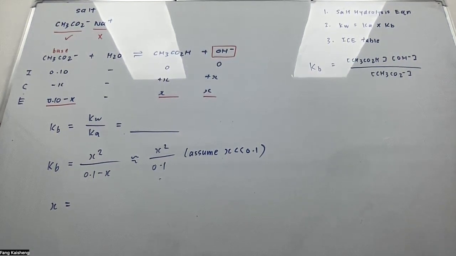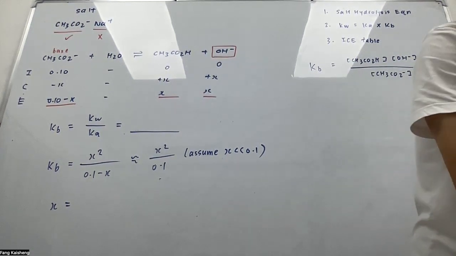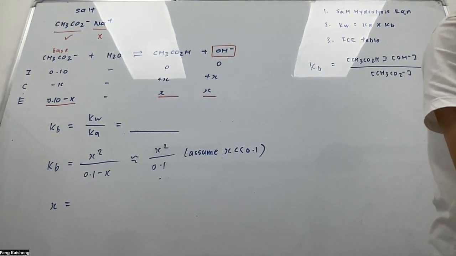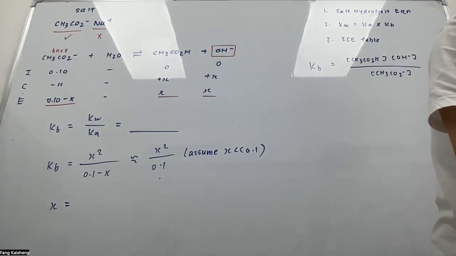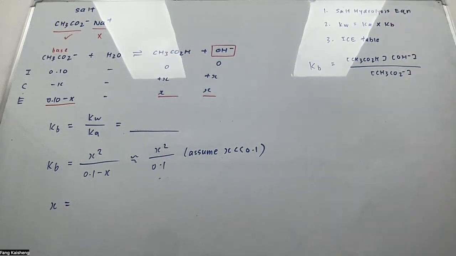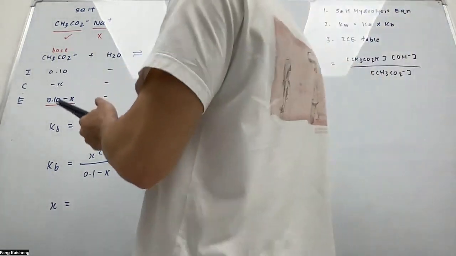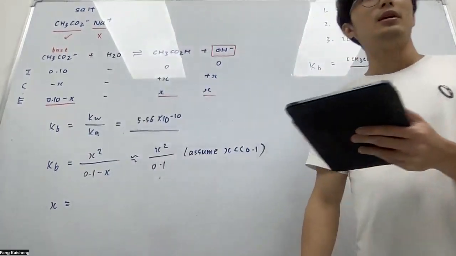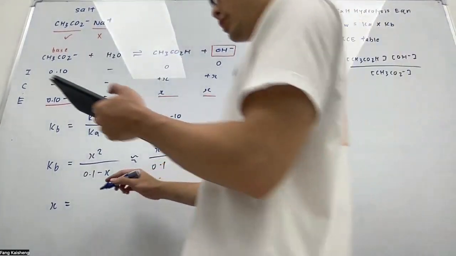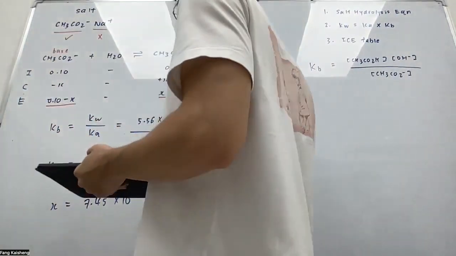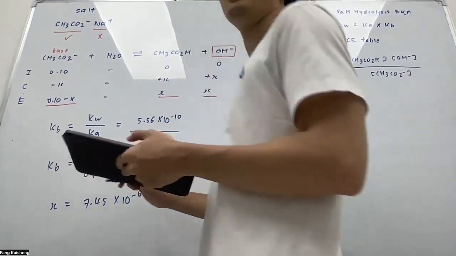Rewrite the equation again. Do we care about Cl minus? Cl minus doesn't hydrolyze, so don't put it inside. Follow my words. Faster. So your KB is 5.56 times 10 to the power minus 10. You substitute all this into that value. Your value of x will be 7.45 times 10 to the power minus 6.